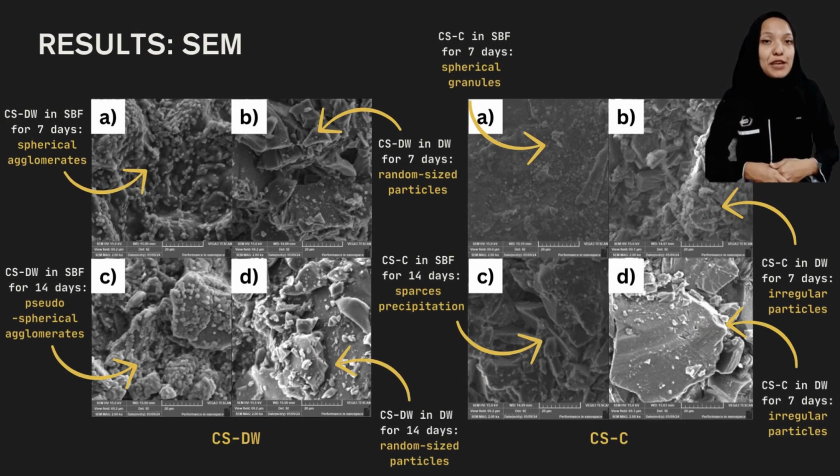Now, let's move on to the SEM-EDX analysis. For calcium silicate in SBF, spherical granules appear on day 7, evolving into pseudospherical agglomerates by day 14, indicating an apatite-like layer. In contrast, distilled water immersion shows random particles with sharp edges and voids, indicating surface fracturing without apatite. For chitosan in SBF, individual spherical granules form on day 7, indicating early calcium phosphorus precipitation, and by day 14, sparse precipitation is seen. Distilled water immersion also shows irregular particles, confirming no apatite formation.